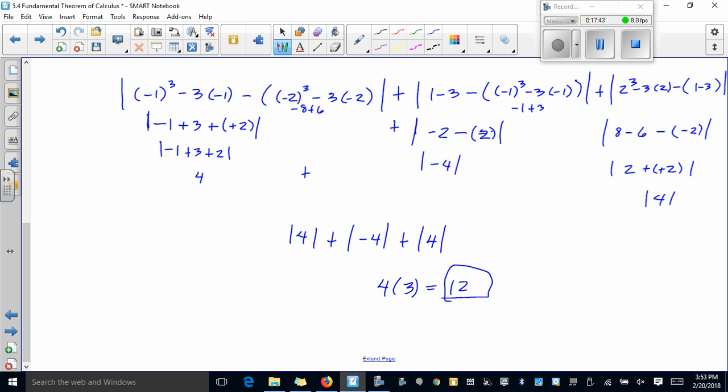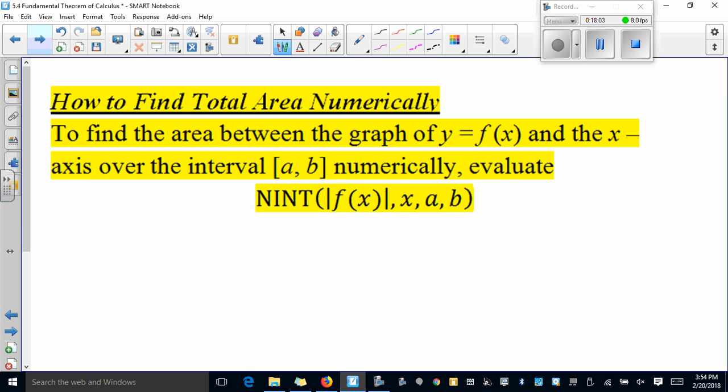Because you can also throw it into a calculator. So how do you find that total area numerically on the calculator? To find the area between the graph of y equals f of x and the x-axis over the closed interval a to b. Now, you guys know that this is for a TI-83, but we have TI-84s and Inspires.